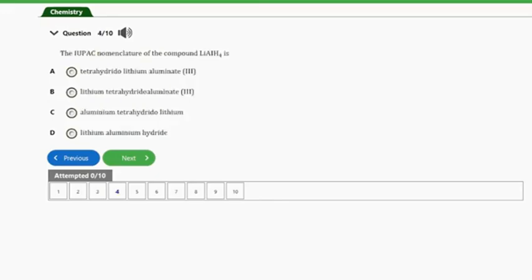Question number 4 says, the IUPAC nomenclature of the compound LiAlH4 is A. tetrahydroaluminum aluminate 3, B. lithium tetrahydroaluminate 3, C. aluminum tetrahydrolithium, D. lithium aluminum hydride. So guys, the answer to this question is option B, and that's lithium tetrahydroaluminate 3.